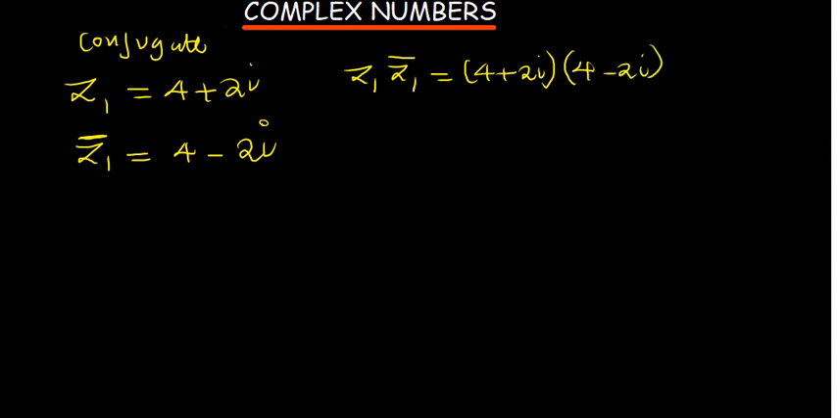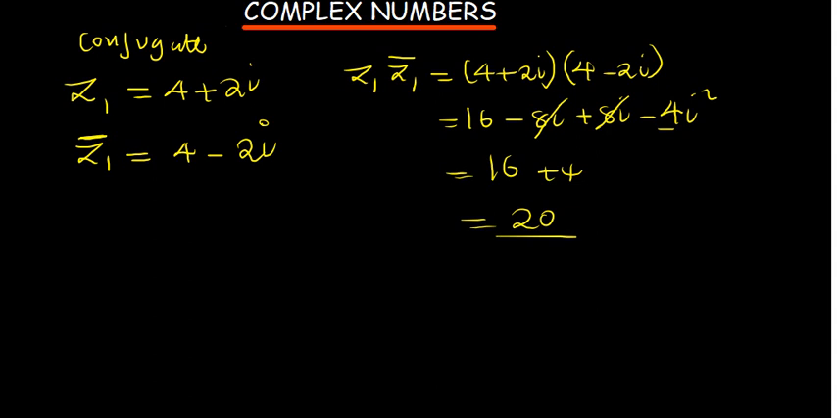So multiply 4 by 4 there, that is going to give us 16, and then 4 times the negative 2 is going to give us negative 8i, and then 2i times the 4 will give us positive 8i, and then 2i times negative 2i will be negative 4i squared. So this is going to give us 16. This and this will cancel out, and negative 4 times i squared, we know i squared is negative 1, so negative 1 times negative 4 will be positive 4, and this is going to give us 20.